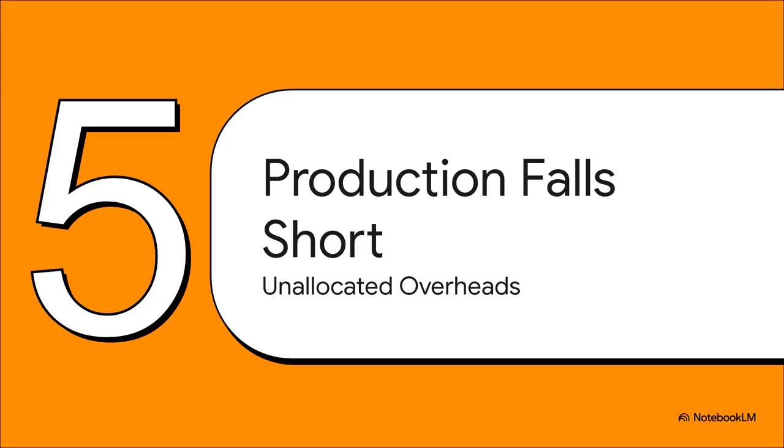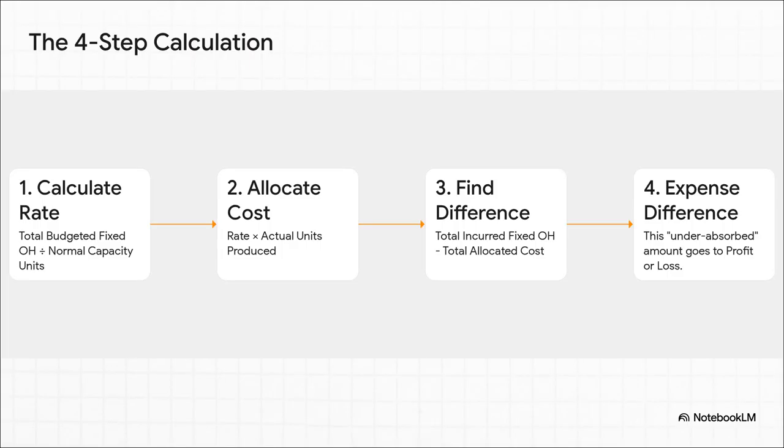So, that leads us to the next big question, right? You're probably thinking, okay, if our actual production is lower than our normal capacity, what happens to that chunk of fixed overhead that didn't get attached to a product? Does it just disappear? Nope, it's a simple four-step process. One, you get your rate using normal capacity. Two, you apply that rate to what you actually made. Three, you figure out what's left over. And four, and this is the money shot, this is what they always test you on, that leftover amount, that under-absorbed overhead, gets expensed immediately. It hits your income statement right away.